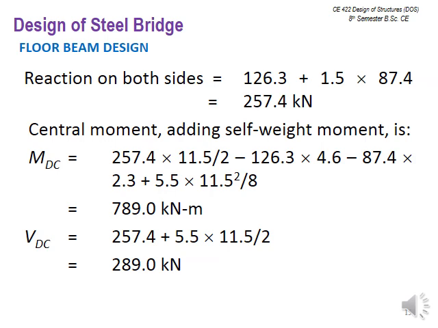So you can calculate the reactions now very easily. You have all of the loads with you. So this reaction comes out to be 257.4 kilonewton. Central moment, adding the self weight moment. If you are going to calculate it, MDC, simply WL square by 8 for the UDL, and for others simply divided by 2. So it is going to give you the final moment at the center.